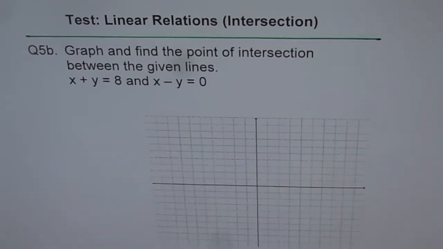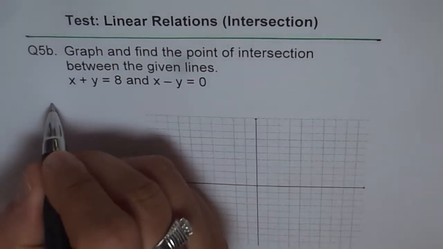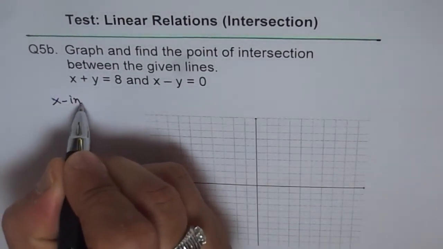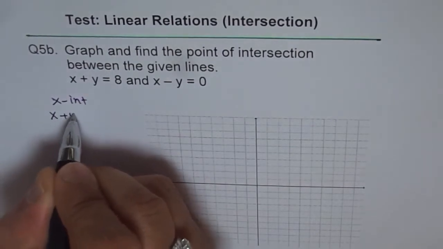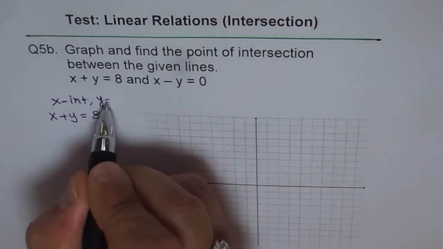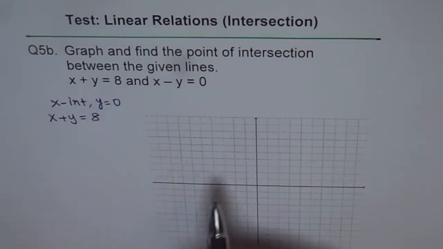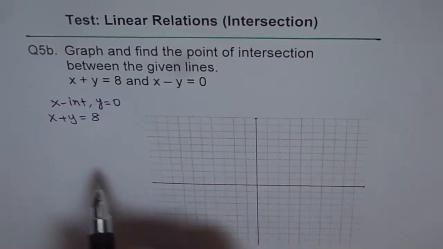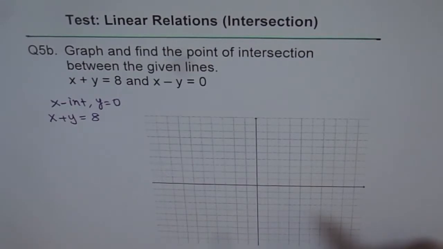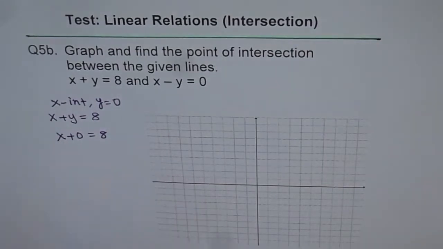x plus y equals 8. When you have an equation like this, the best way to graph is to find x and y intercepts. So let's find the x-intercept for the first line, x plus y equals 8. Now x-intercept means put y equals 0, correct? That is the meaning of x-intercept. Where will the line intersect the x-axis? At that point, y will be 0 for sure. So if y is 0, I get x plus 0 equals 8.